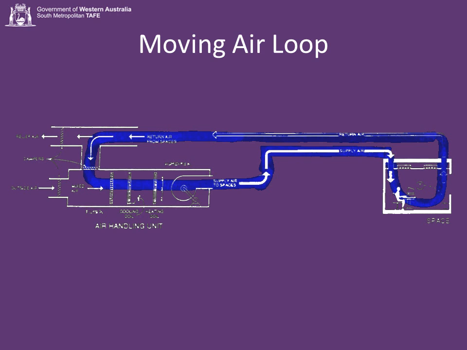Whatever system we have, we talk about the moving air loop. This is the loop of air which is coming from outside or being returned, going to the room, going through the room, returning from the room, and going back to the air handling system, the air conditioner. Oh, by the way, at this point I should say that we generally call a large air conditioning unit an air handling unit.